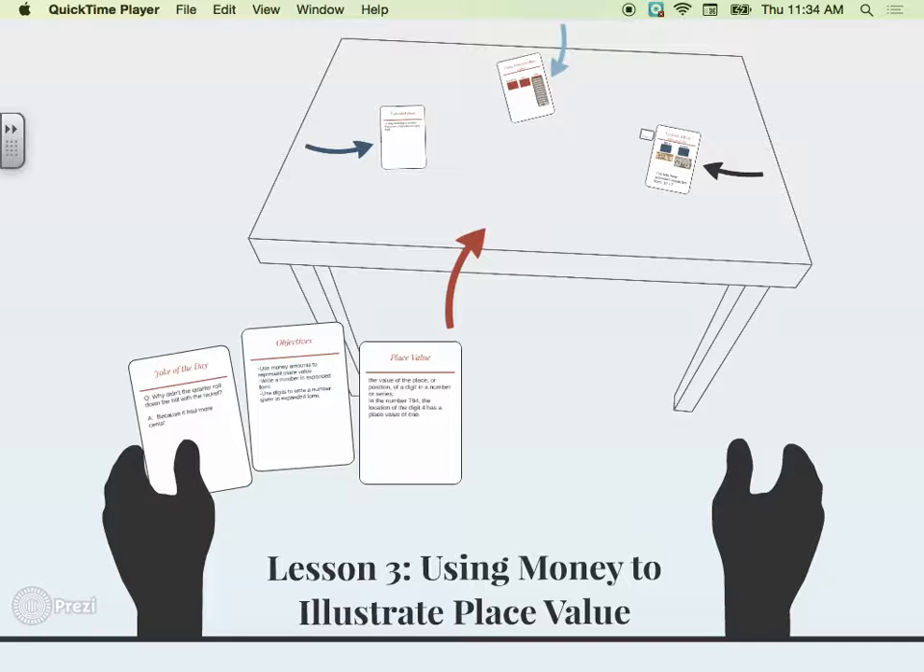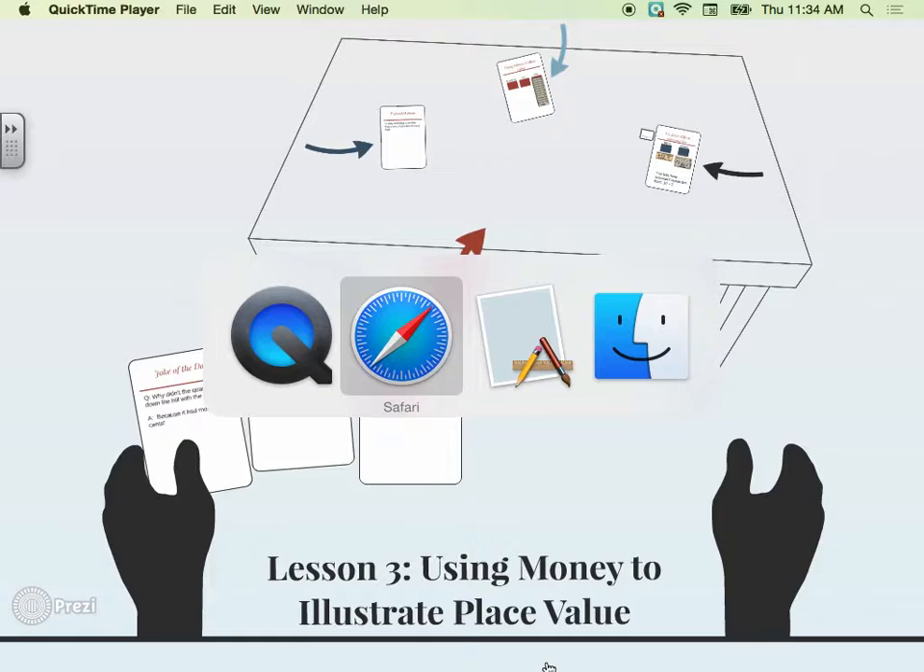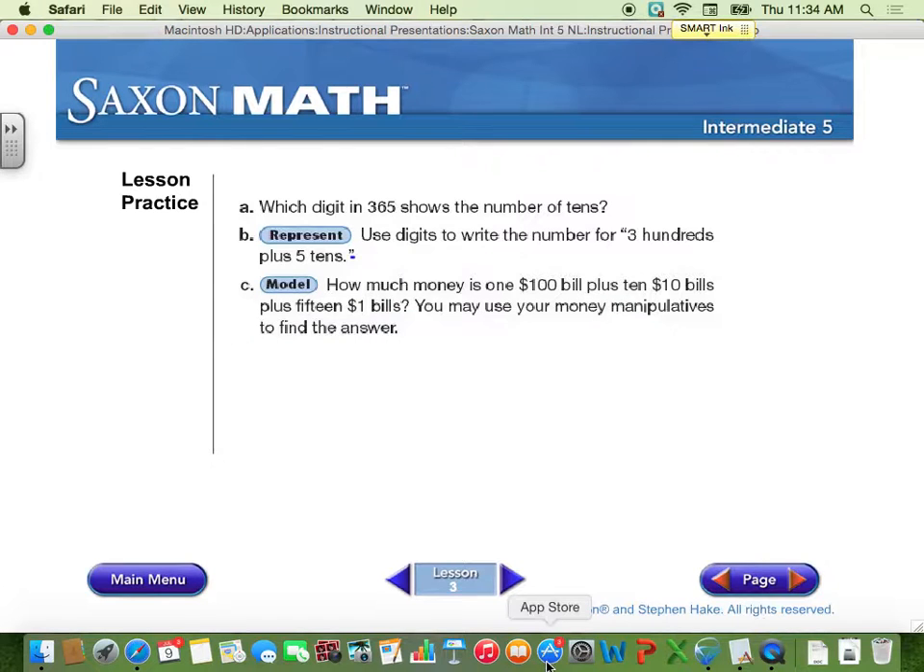Okay, so the next portion of this lesson is your lesson practice. As you can see, we only have 3 problems today. So tonight's homework should be fairly easy.